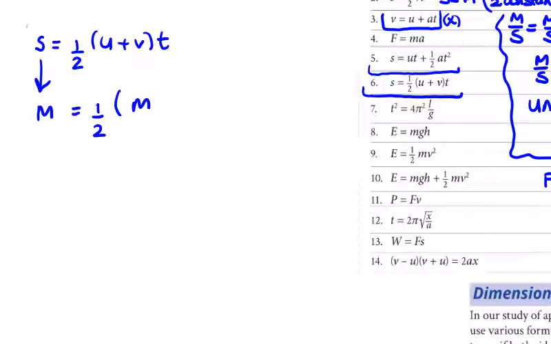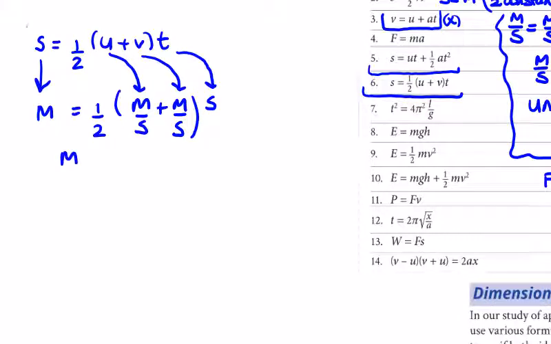Initial velocity, U, is going to be m over s. Final velocity, V, is going to be m over s. We'd have to multiply that by time, which is measured in seconds. You can see all the replacements here. That's all you're getting used to doing. And then, if you can do these, you can actually do applied maths.